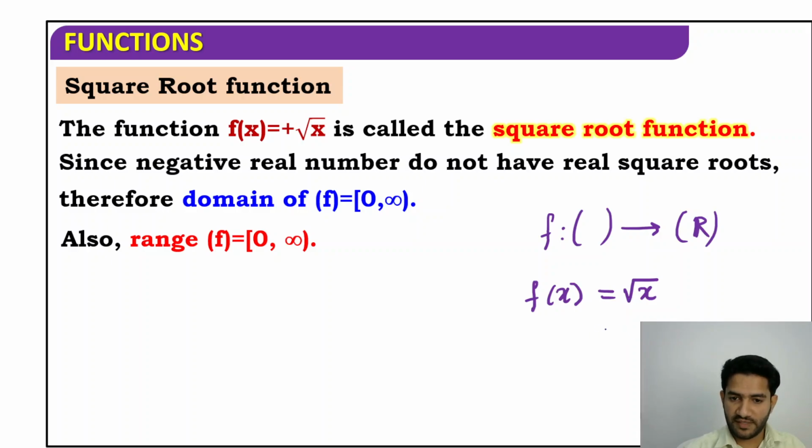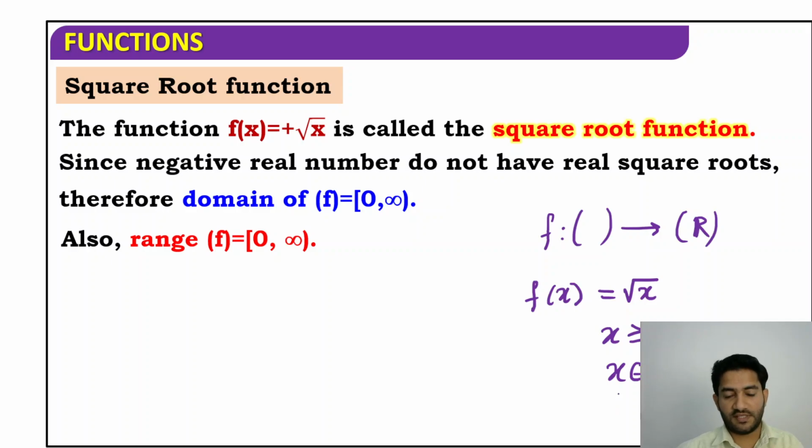So we want to define this function, so x should be such that the inside of the square root is positive or 0. The values of x are the domain. So the domain should be 0 to infinity, positive numbers including 0. So x belongs to the positive real numbers including 0.